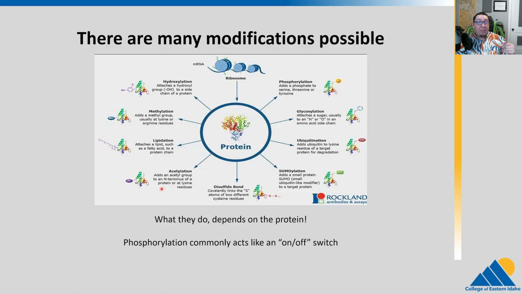Acetylation, that's adding an acetyl group to it. Lipidation, putting a lipid molecule on there. Methylation puts a methyl group on. And hydroxylation puts a hydroxyl group on there. These can all impact the kind of activity of the protein, but these are all very context specific. So what they do depends on what the protein is, where it is, and many other factors.